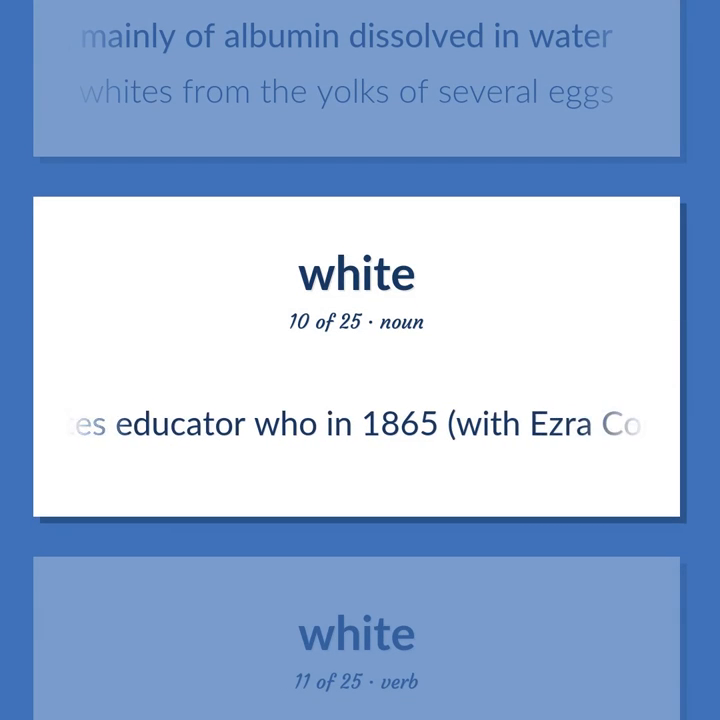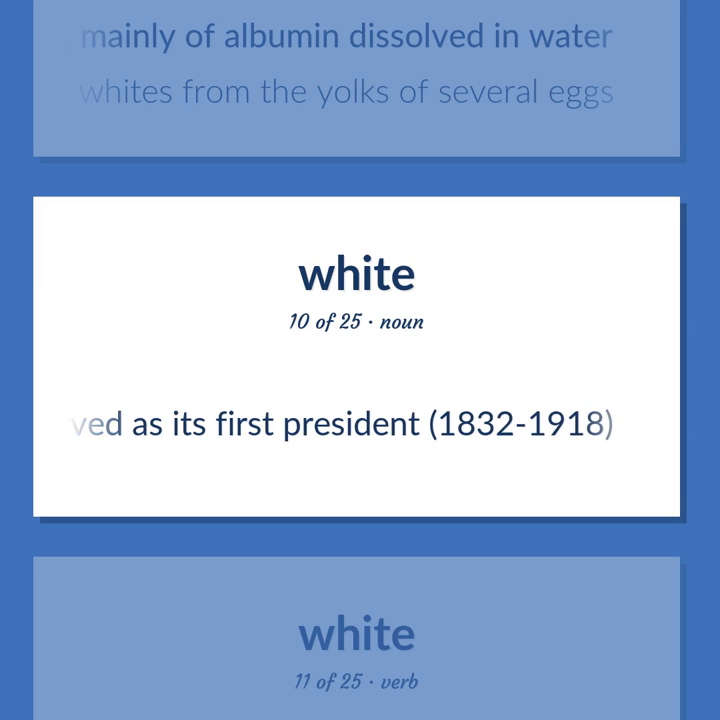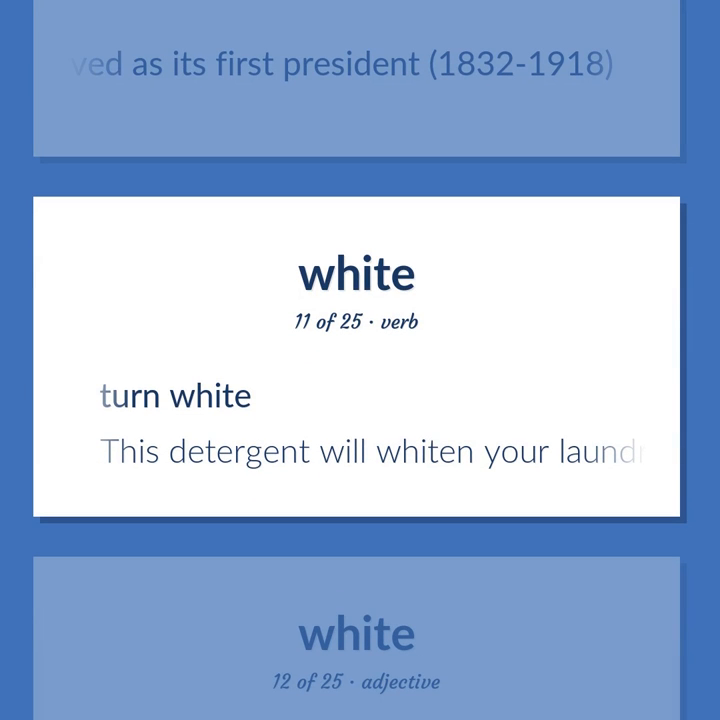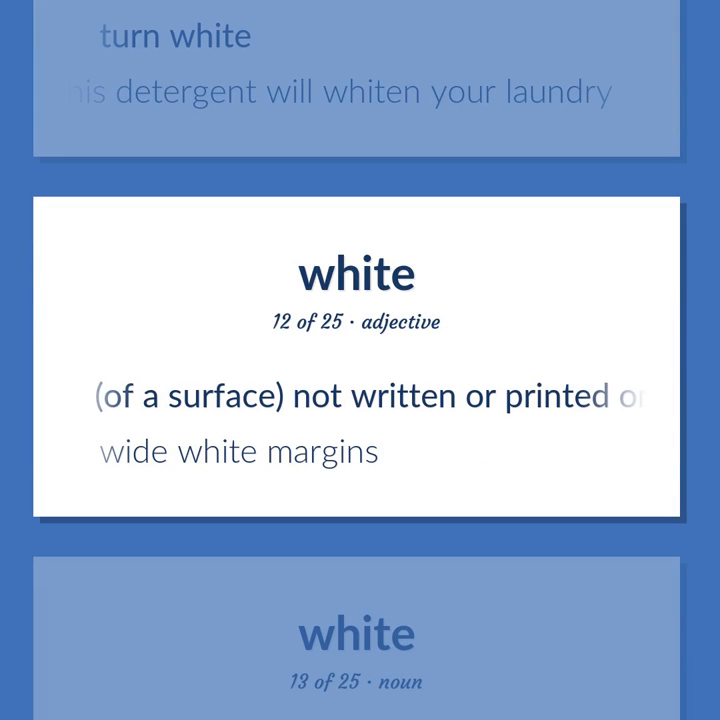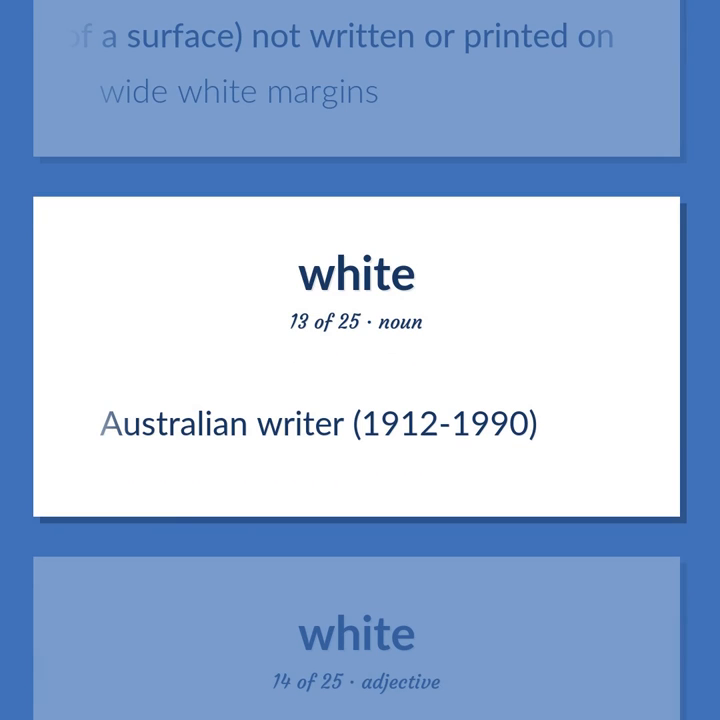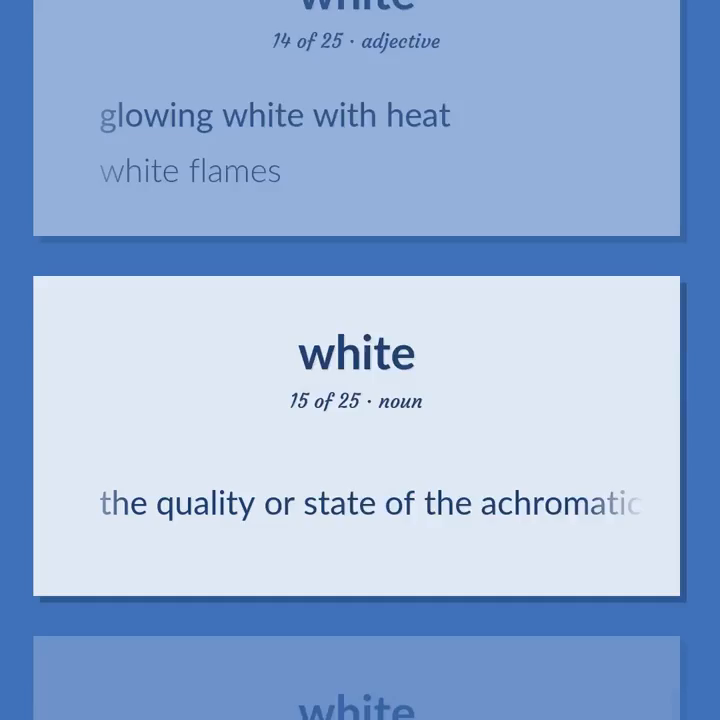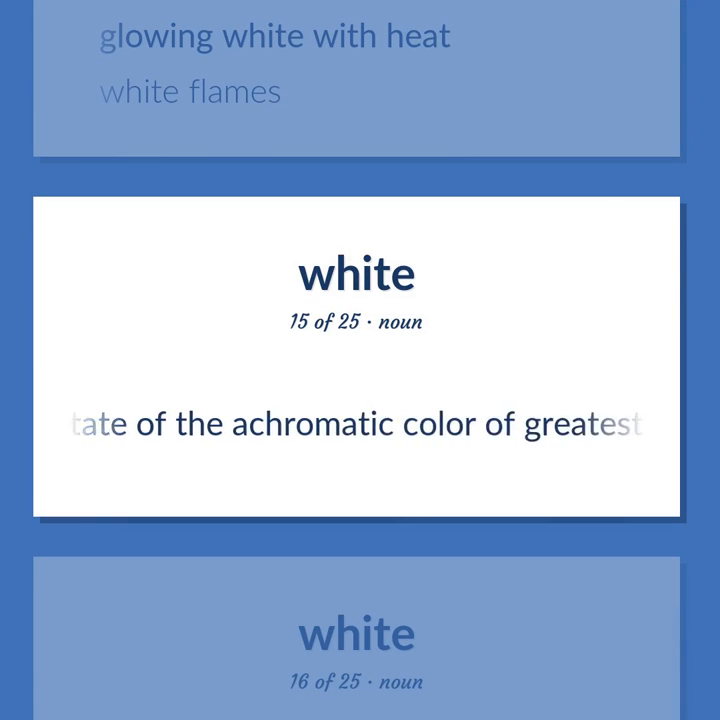United States educator who in 1865, with Ezra Cornell, founded Cornell University and served as its first president, 1832 to 1918. Turn white. This detergent will whiten your laundry. Of a surface, not written or printed on. Wide white margins. Australian writer, 1912 to 1990. Glowing white with heat. White flames. The quality or state of the achromatic color of greatest lightness, bearing the least resemblance to black.